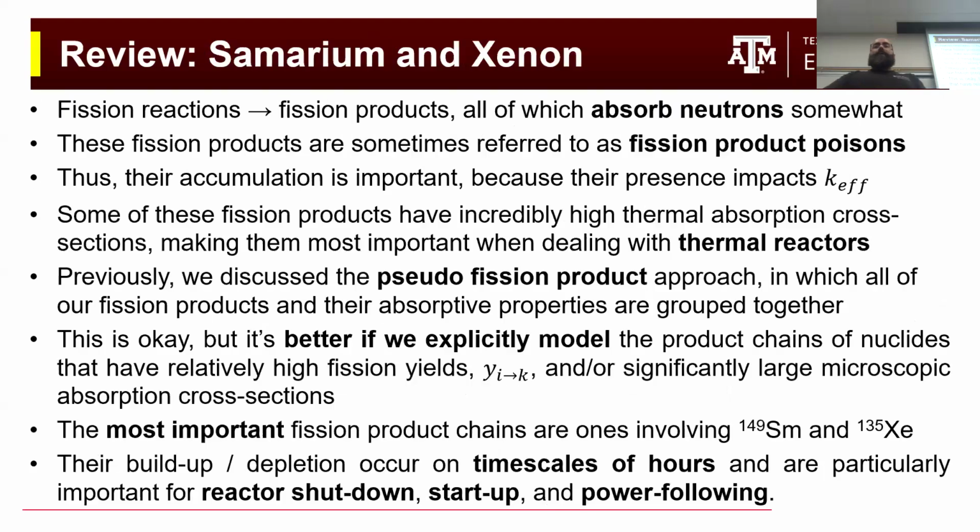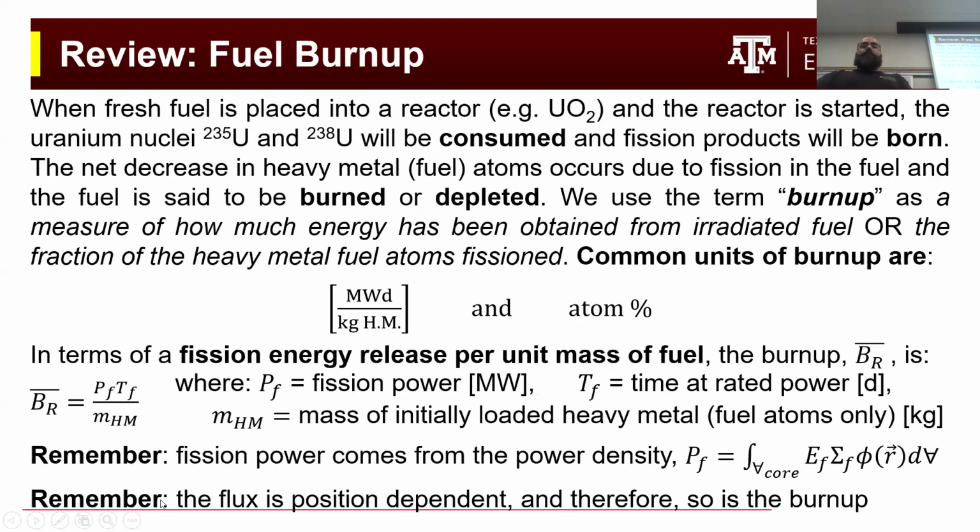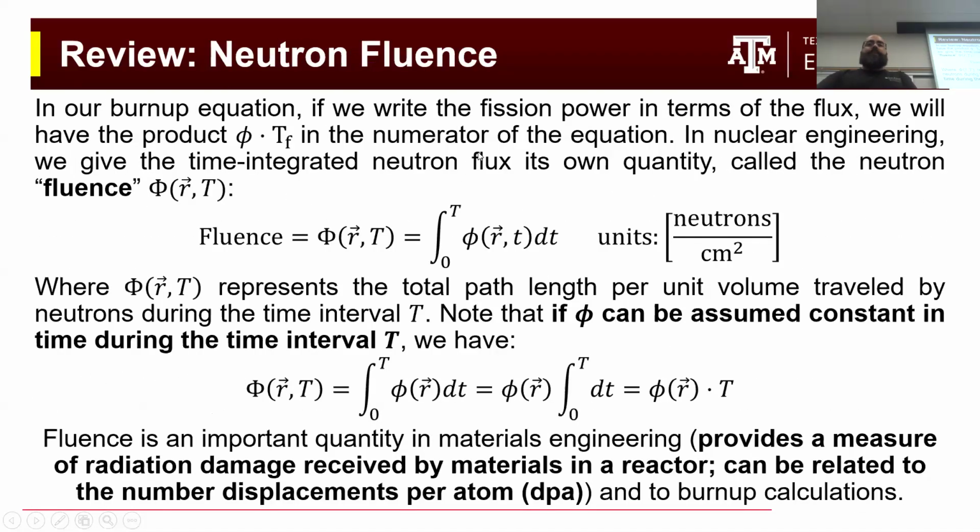In the burnup calculation, if you write the power in terms of the flux, then you'll end up with a multiple of the flux and the time interval. And the flux times the time interval is something that we can define called the fluence. If the flux is time dependent, then it's the time integrated neutron flux. But if the flux can be approximated as being constant with time, then the fluence is just the flux times the time interval. And the fluence is kind of like your flux, except it doesn't have the time units in the bottom.